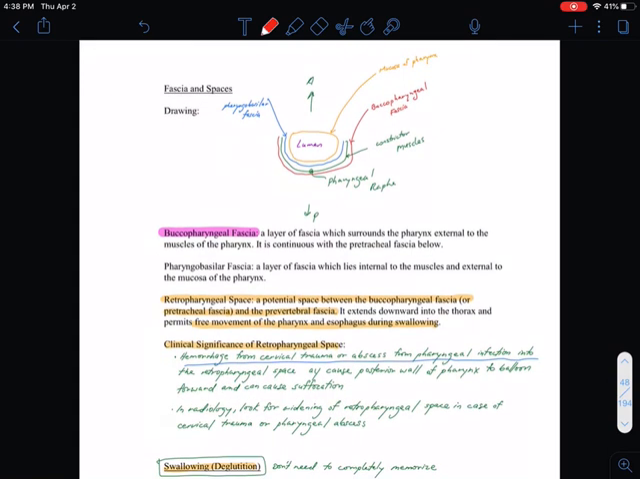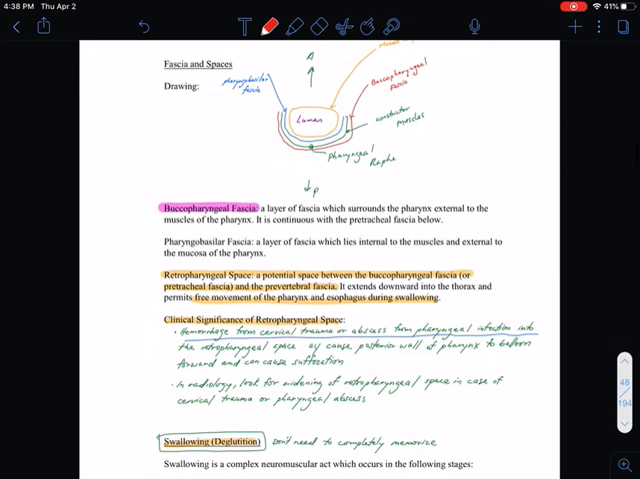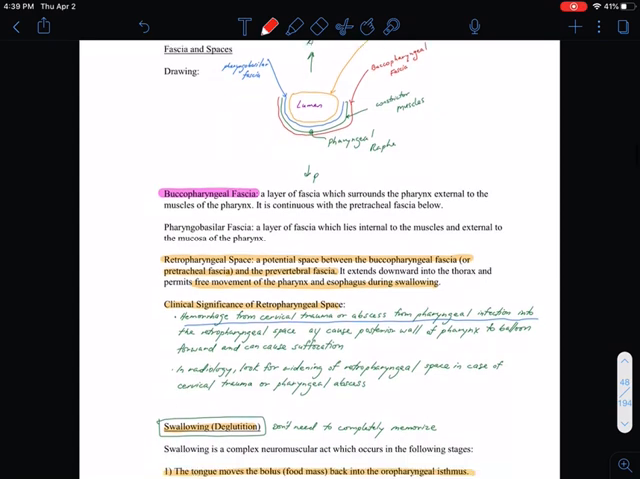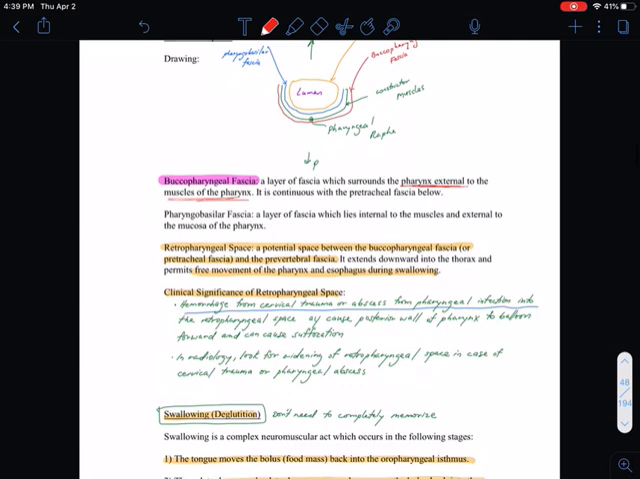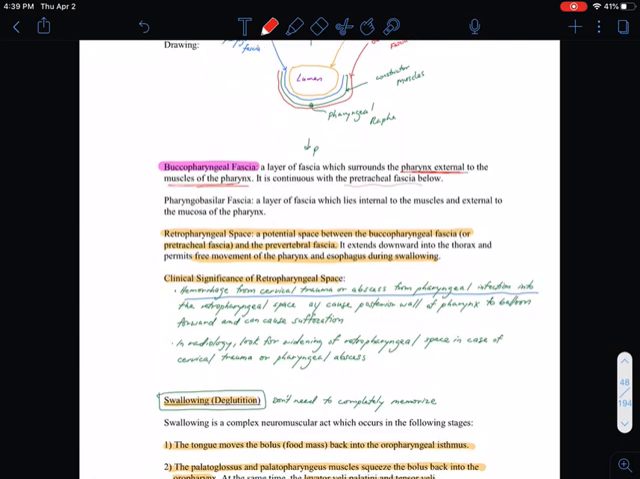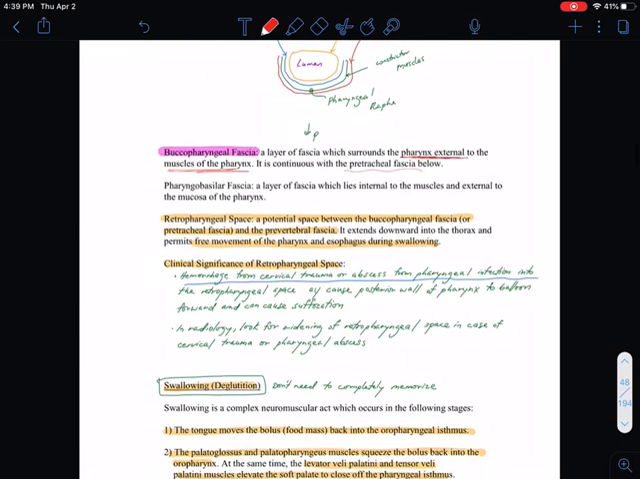Now we're into our fascial spaces here. We have our buccopharyngeal fascia. It surrounds the pharynx external to the muscles, so it's kind of encapsulating those muscles. It's continuous with the pretracheal fascia below.